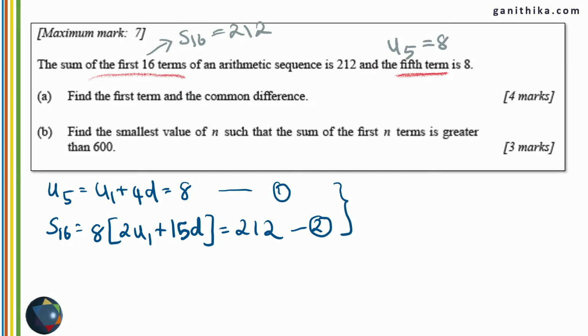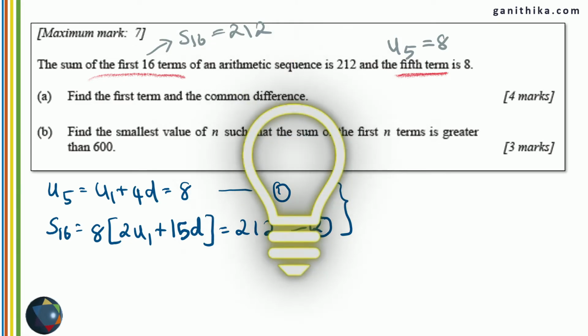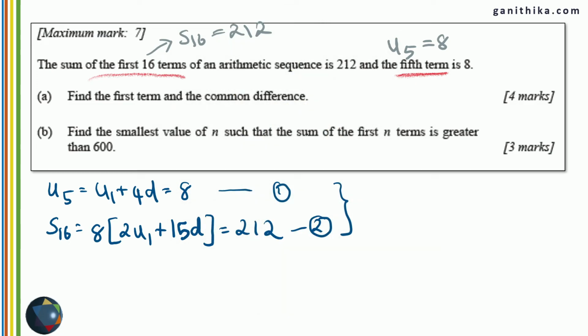S16 is 8 times (2U1 plus 15D), using the formula from the formula booklet which we have used so many times today. Now this is equal to 8 for U5. S16 is given to be equal to 212. So you have two simultaneous equations. This is very common in sequence and series questions. You must have noticed that now. So be thorough with solving simultaneous equations.